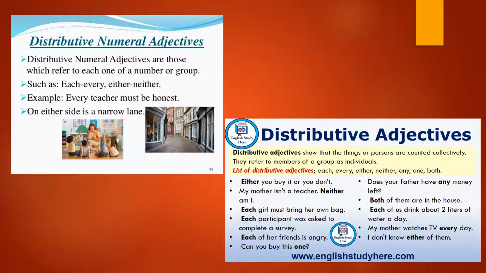Now take some examples. Each girl performed in the drama. Every word of it is absolutely true. Either computer will do. Neither news is false. In these sentences, each, every, either, and neither are the distributive numeral adjectives. They refer to each one of a number. An adjective that refers to each one of a number is called distributive numeral adjective.